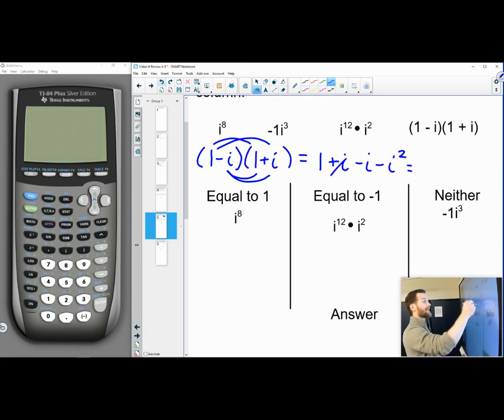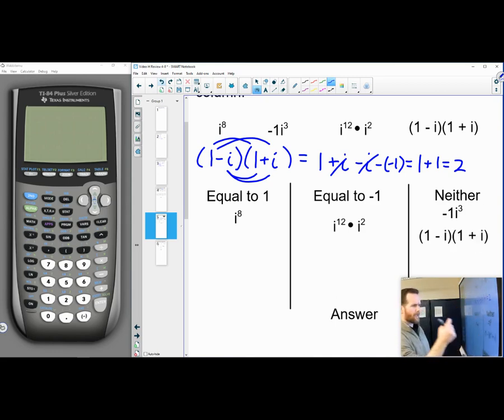Combining like terms, the i's cancel out. The plus i and the minus i go away. And this i squared is a negative 1. So it's a minus a negative 1, which equals 1 plus 1, which is 2. So that's going to be neither. Okay, yeah, that makes sense. Yeah, it's neither. I got worried for a second, but that should be good.